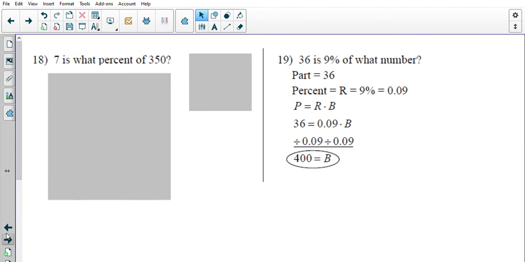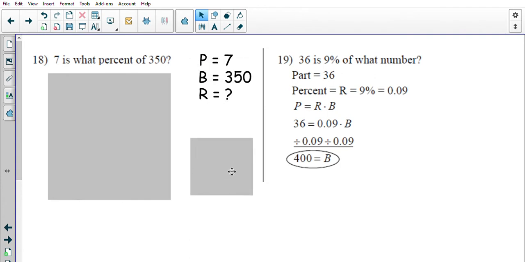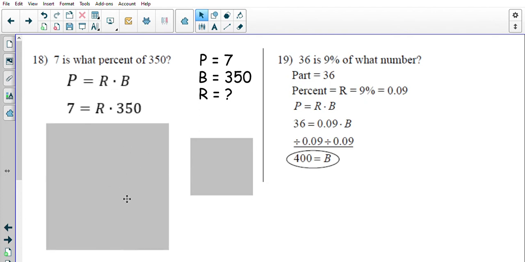All right, I want you to try number 18 on your own. Pause the video when you're ready, go ahead and start it, and we'll take a look at it. So for number 18, my base is 350, my part is 7, R is my unknown. So we have P equals R times B. This will be 7 equals R times 350. Divide both sides by 350.